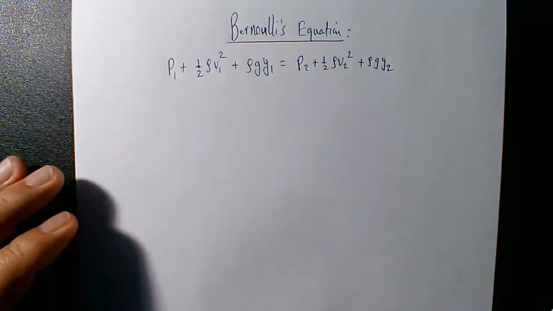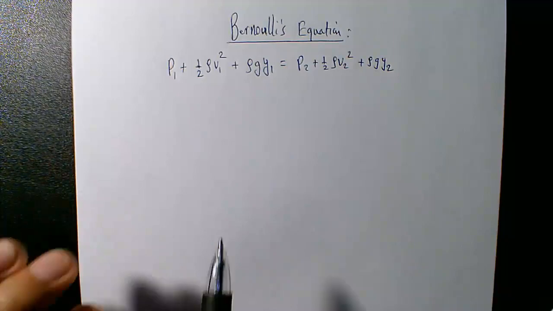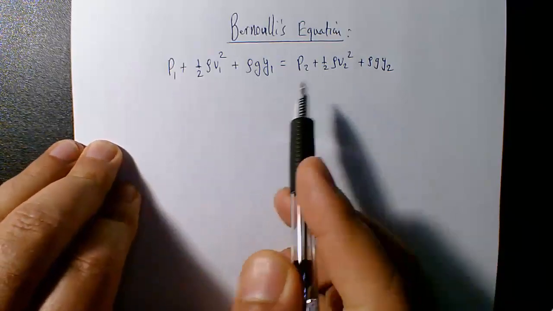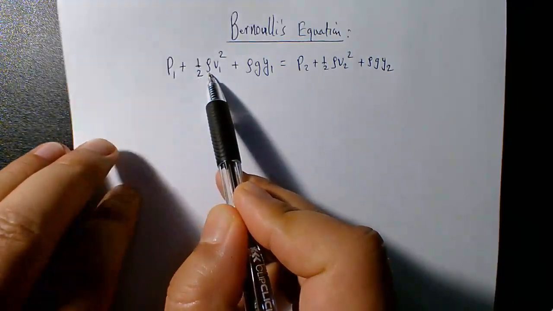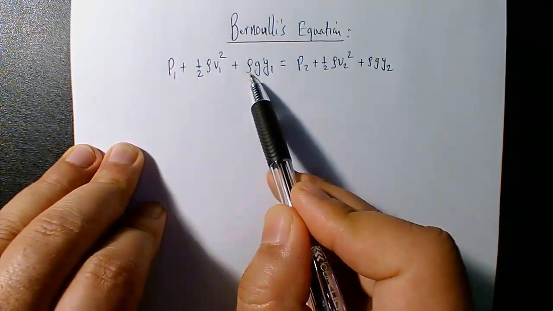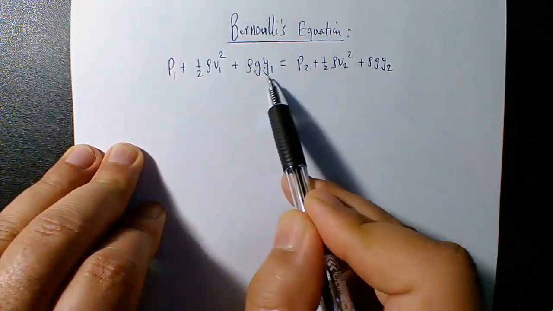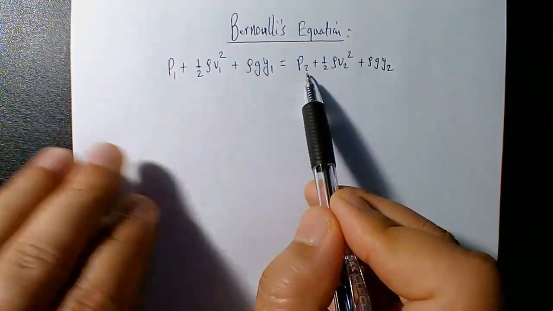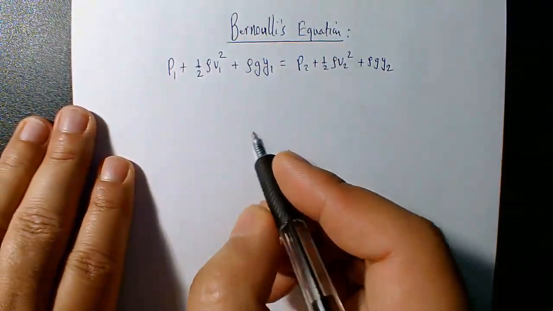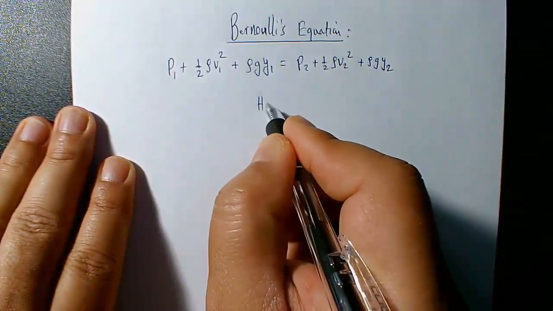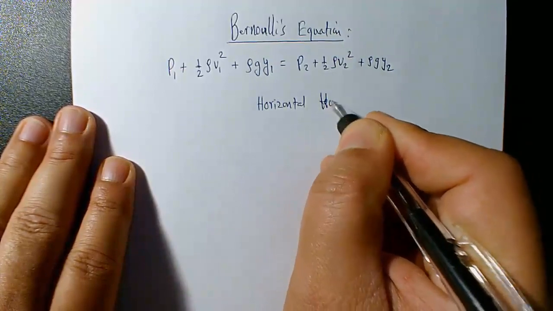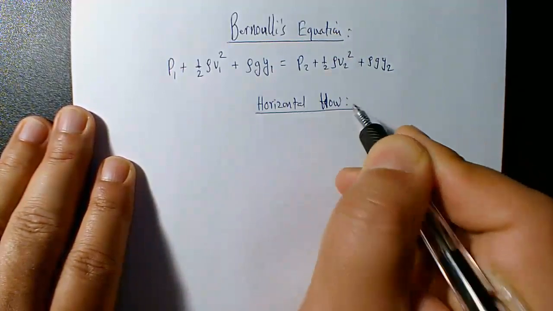So let's talk about the physical significance of this important equation, Bernoulli's equation. P is the pressure, rho is the density of the given fluid, v is the velocity, g is gravity, and y1 and y2 are the heights. We're going to see one special case for horizontal tubes. Let's say the pipe is horizontal flow, and let's see the physical significance.